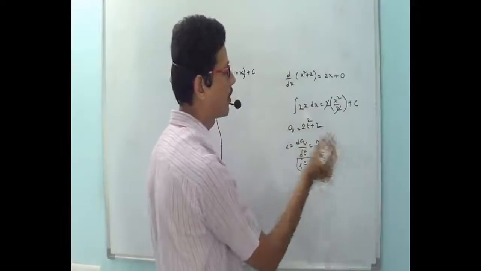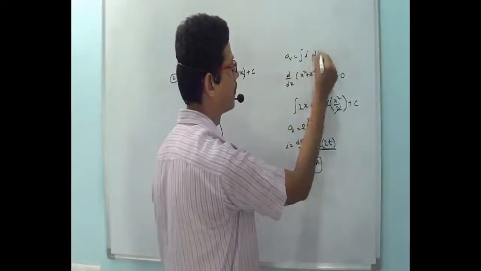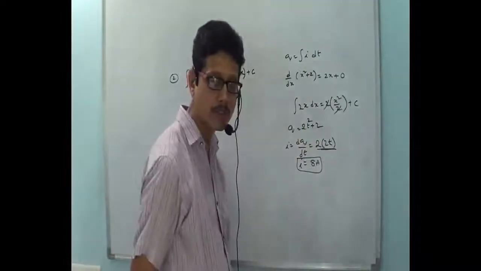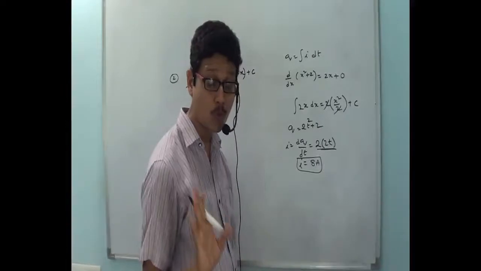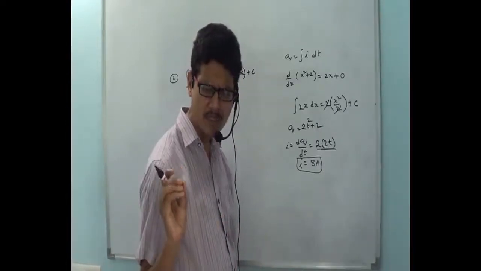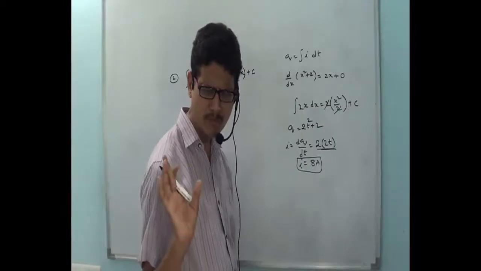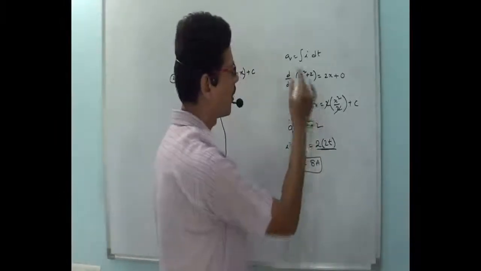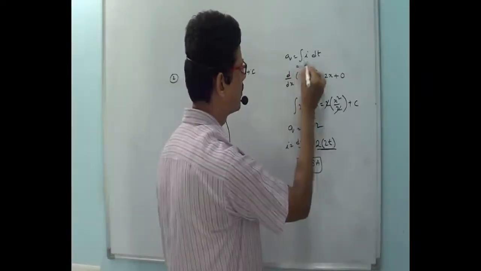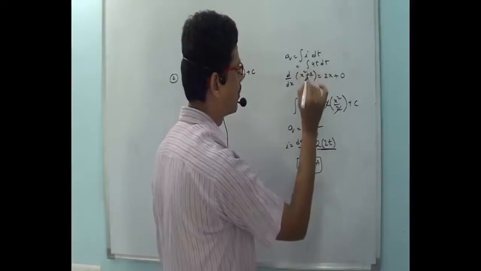For example, if current is 4t and charge is integral I dt, we have to go in the reverse way. If current is constant, charge is current into time only. Q is nothing but I into t. If current is not constant, you have to go for integration. You have to write it like this. So this is nothing but integral 4t dt.